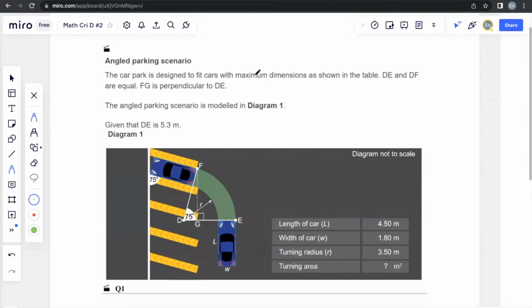Based on the video shown, we can see that there are two parking scenarios, angled parking and perpendicular parking. The first question focuses on the angled parking scenario. The car park is designed to fit cars with maximum dimensions as shown in this table.